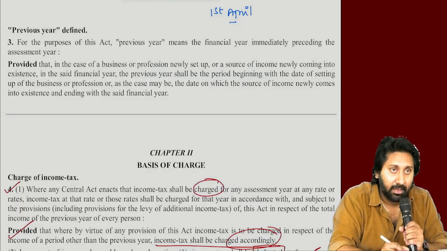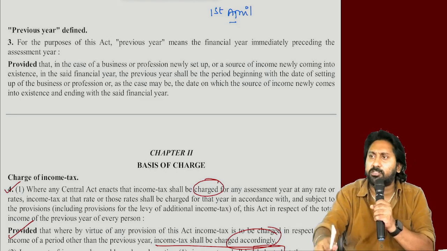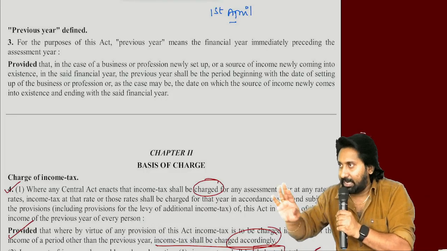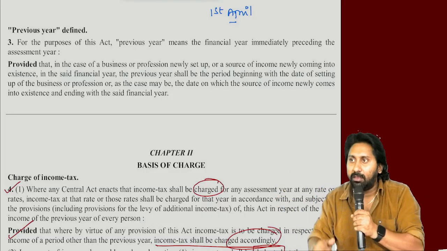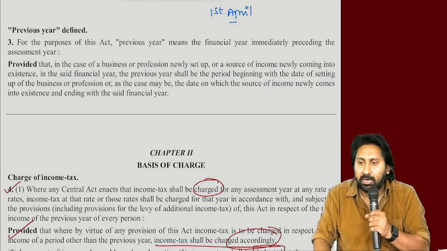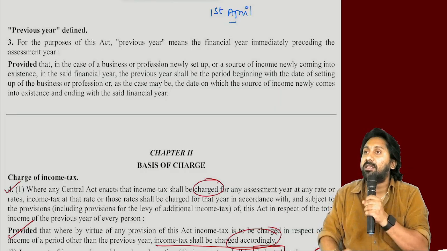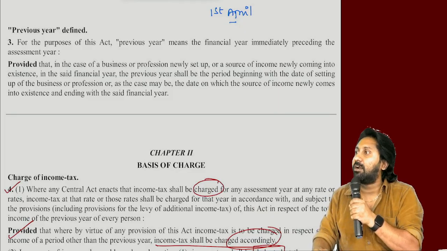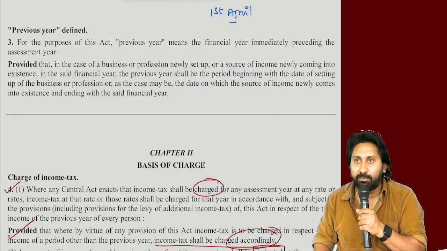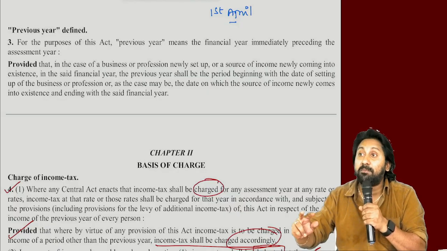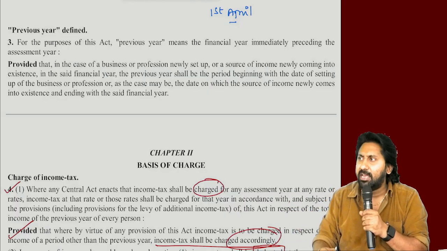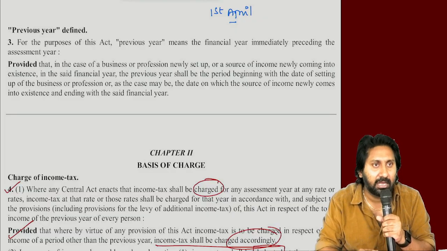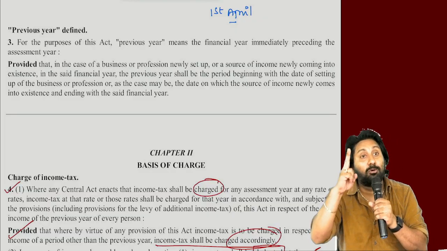Provided that in case of a business or profession newly set up. Till now I am only a faculty. Suppose I have a business also. Normally, I am taking classes. Suddenly one day I got an idea: why can't I start a business? I started my own business, but it was started on my birthday, 23rd of August. Now you answer my question. It started somewhere in the middle of the year, not on 1st April. So I now have 2 previous years.